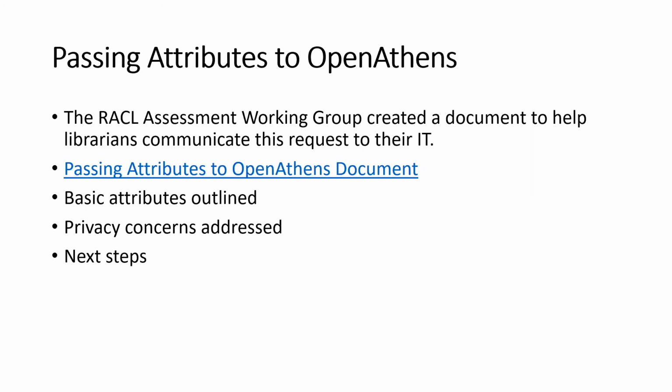In the PowerPoint, if you come to this later after the presentation, the second bullet is an actual link to the document. In the next two slides, I'll go over the text in the document. We go over the basic attributes that we have recommended, which are three. Then we address some privacy concerns and next steps for libraries.